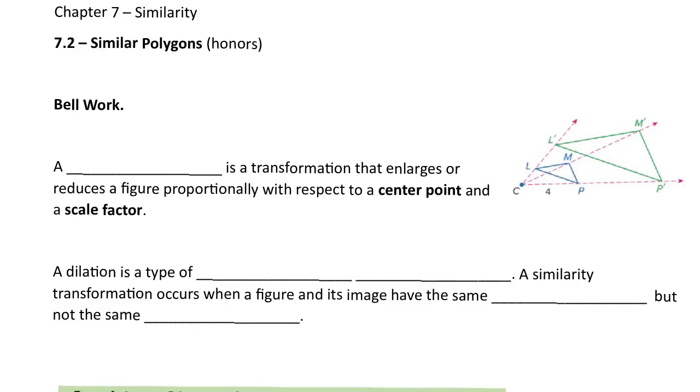Hey folks, we're into 7.2, similar polygons. A blank is a transformation that enlarges or reduces a figure proportionately with respect to a center point and a scale factor. That would be a dilation. A dilation is a type of similarity transformation.